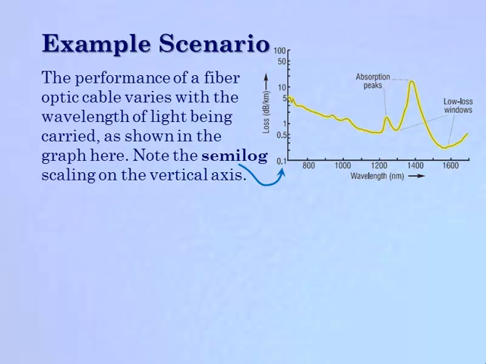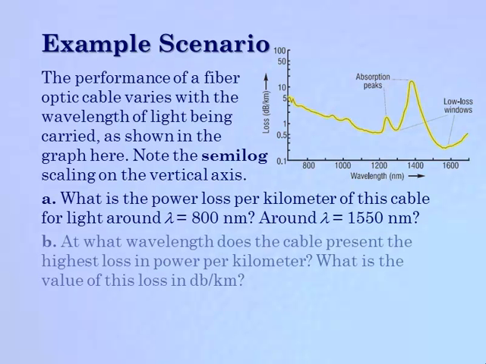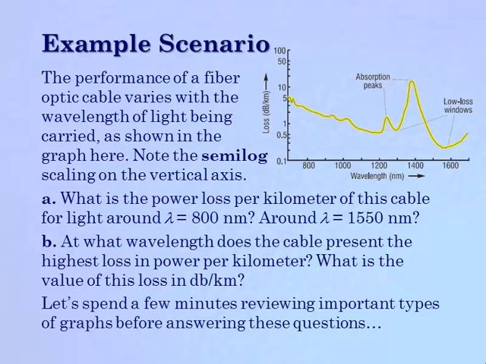So looking at this graph, can you tell what is the power loss per kilometer of this cable for light around about 800 nanometers or 1550 nanometers? And at what wavelength does the cable present the highest loss in power per kilometer? And what is the value of this loss? Well, let's spend a few minutes reviewing important types of graphs before answering these questions.